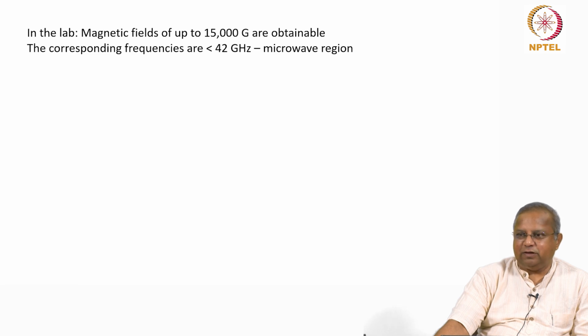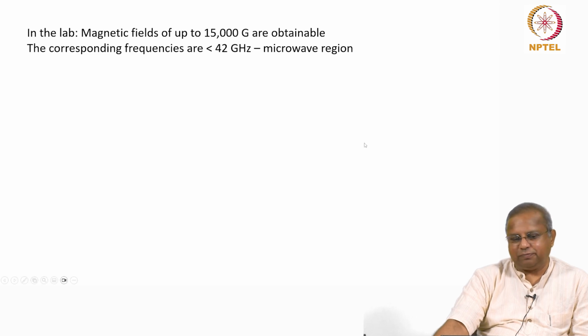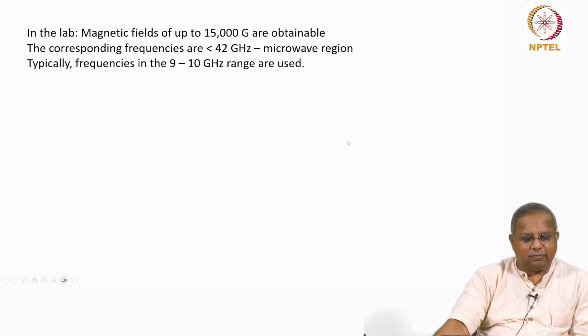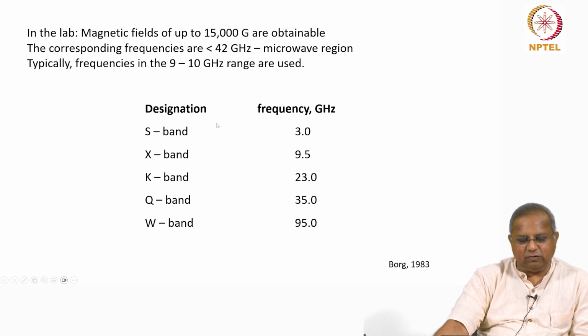So you have EPR spectrometers working at a fixed microwave frequency and varying H. H is varied with every operation. Typically, frequencies in the 9 to 10 gigahertz range are used for EPR spectroscopy, and there is a certain designation for EPR spectroscopy based on the frequency that is used. The S band uses a 3 gigahertz frequency, X band a 9.5 gigahertz. That's what we mean by 9 to 10.